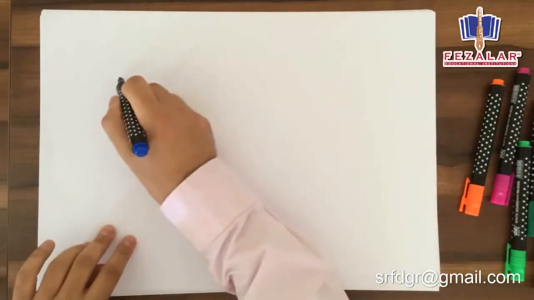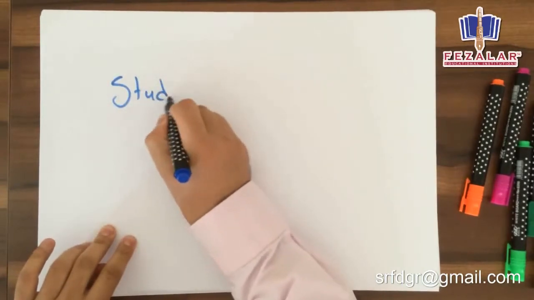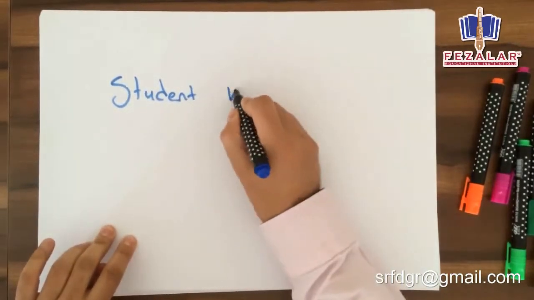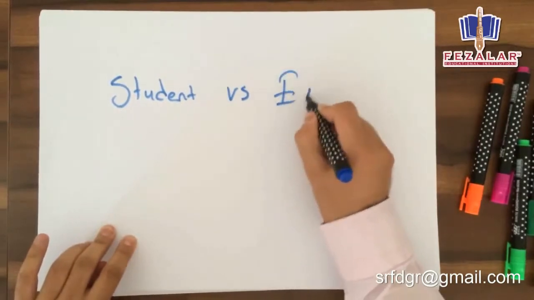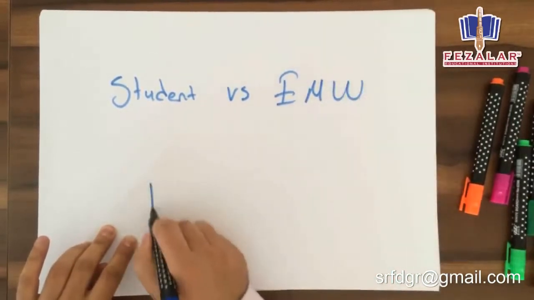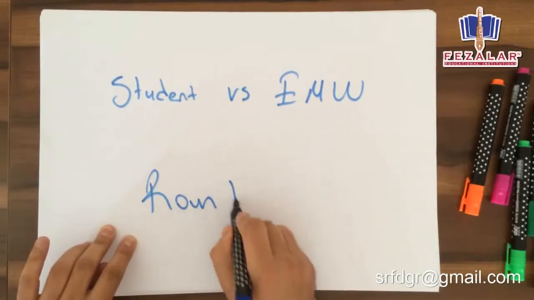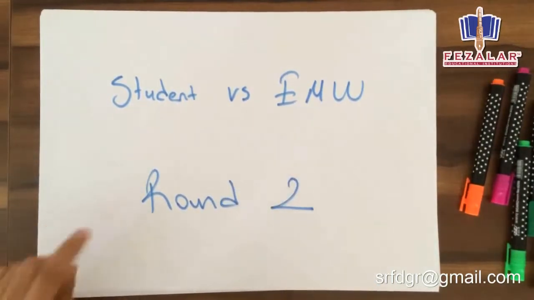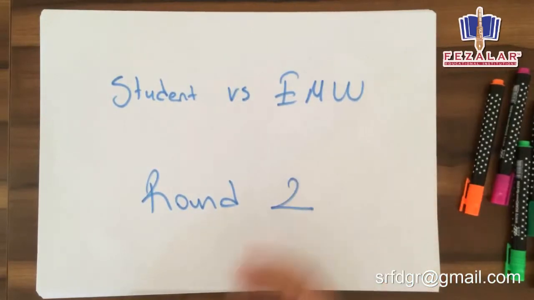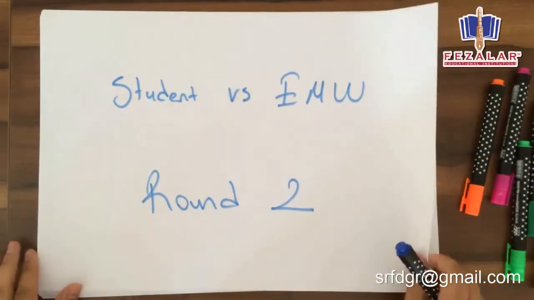Let's start with our chapter Electromagnetic Waves. Students versus electromagnetic waves. This is round 2. As you remember, in round 1 we talked about some properties of electromagnetic waves and generation of it. Now we will start with transmission of electromagnetic waves.